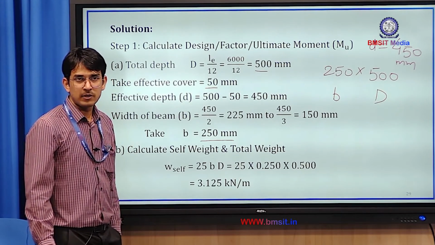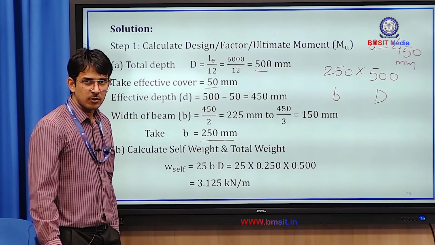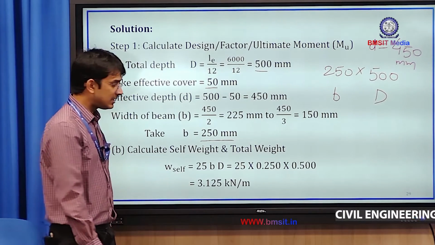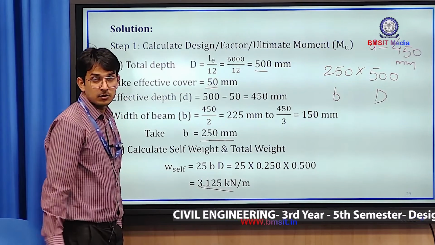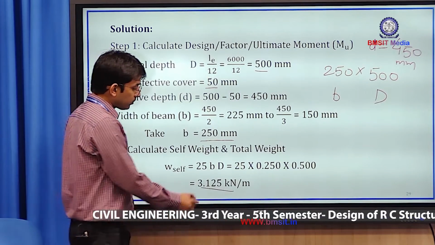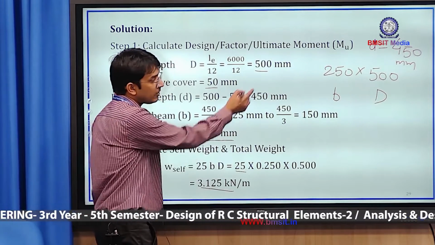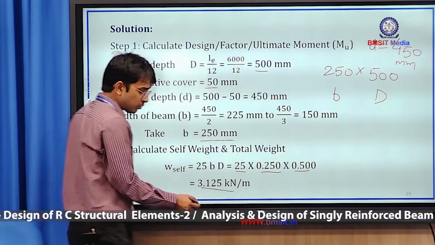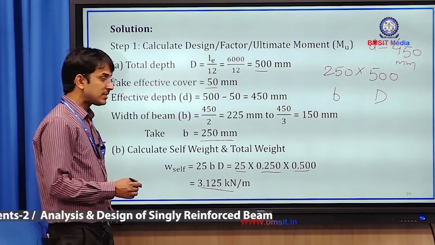After that I am calculating the loads, how much load is coming on the beam. First I calculate the dead load. Dead load is 25 times B into D, where 25 is the unit weight of RCC. So I can easily calculate it. You have to look at this: 25 is in kilonewton per cubic meter, and B and D we assumed in mm, so we have to convert that value into meters. That is how we get 3.125 kilonewton per meter as the self weight of this beam.